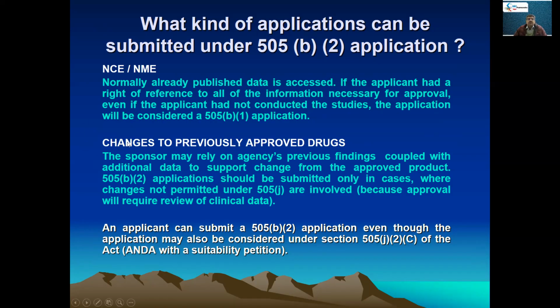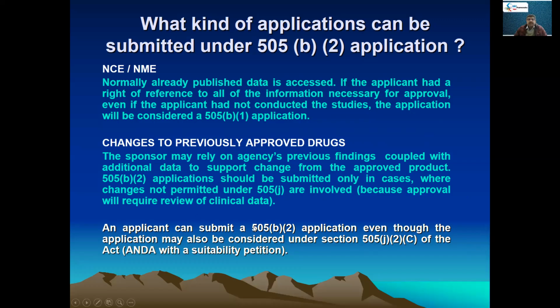The second type of application is changes to previously approved drugs. The sponsor may rely on US FDA's previous findings coupled with additional data to support change from the approved product. 505(b)(2) applications should be submitted only in cases where changes are not permitted under 505(j), that is ANDA, because approval will require review of clinical data.